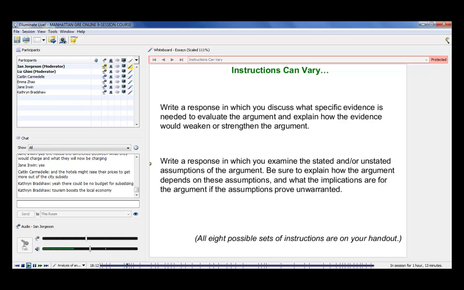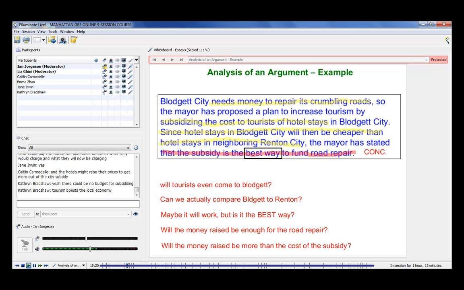The stated and or unstated assumptions of the argument. How does the argument depend on these assumptions? What are the implications? If we go back, each of these can be described as the mayor is assuming that tourists will come to Blodgett if there are subsidized hotel rooms. The mayor is assuming that Blodgett and Renton are comparable. The mayor is assuming that it's not only going to work, but it's actually the best of all possible ways.